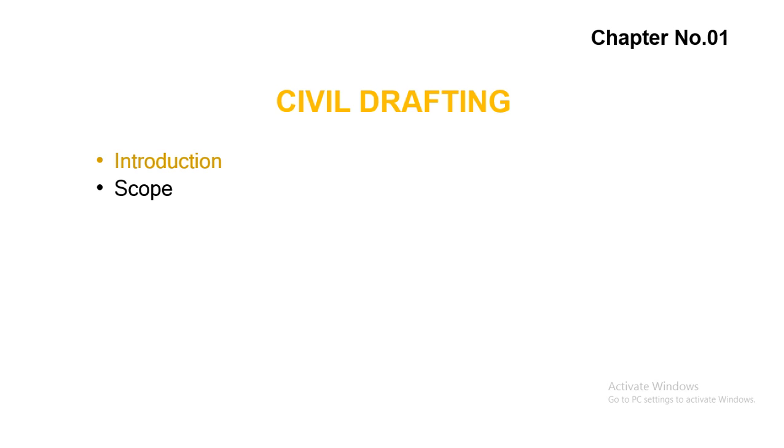Next topic is the scope of civil drafting. Civil drafting refers to the expression of civil engineering projects through drawing before starting them. Their drawings are prepared and then its strengths and weaknesses are considered. Then its flaws are removed and the material used in the project is selected. Final approval of the drawing is obtained from the competent officer and then the real plan is launched.